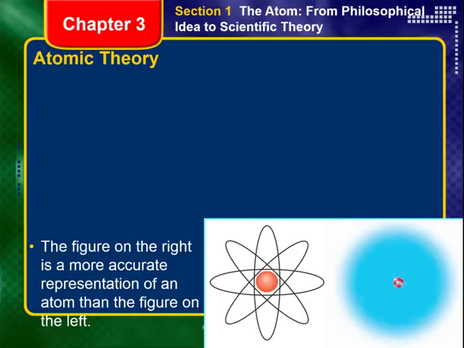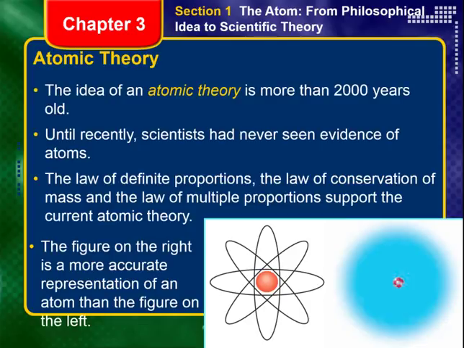Let's get started. So the idea of an atomic theory is more than 2,000 years old. And when I say atomic theory, I mean, what is an atom? Because until recently, scientists had never seen evidence of atoms. And I do mean very, very recently. The law of definite proportions, the law of conservation of mass, and the law of multiple proportions support the current atomic theory. The figure to the right is a more accurate representation of an atom than the figure on the left.